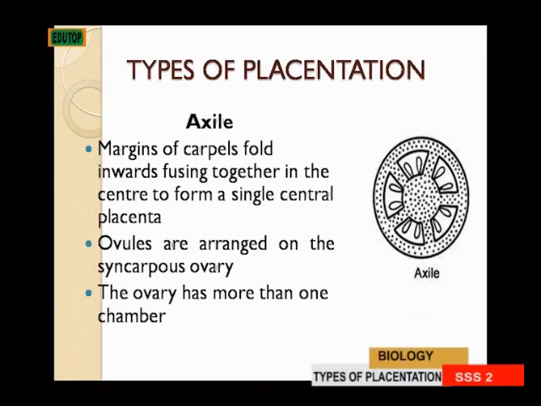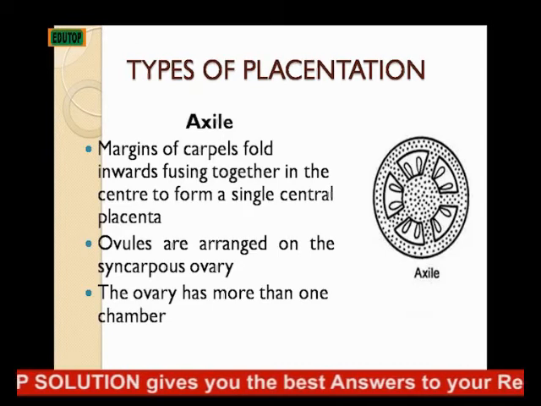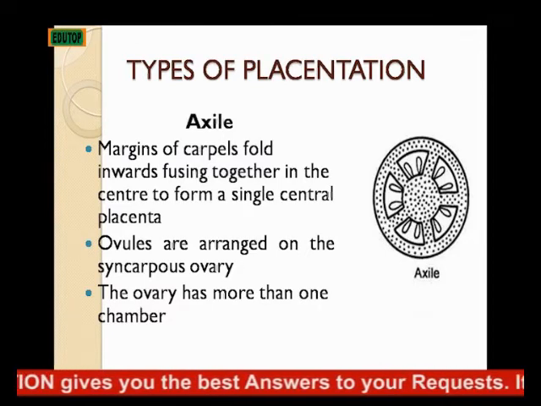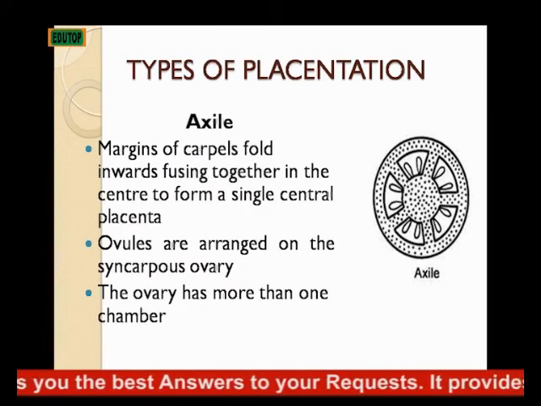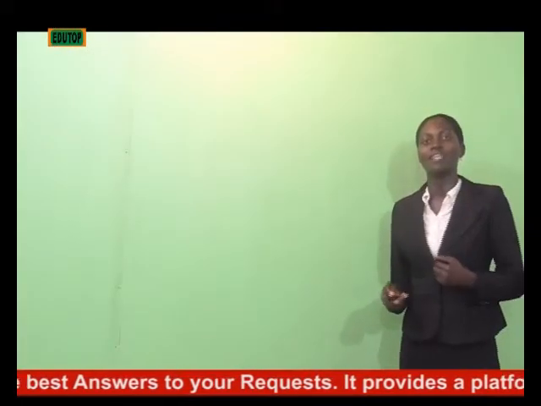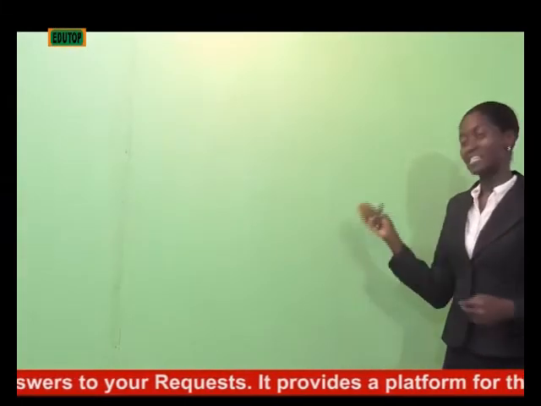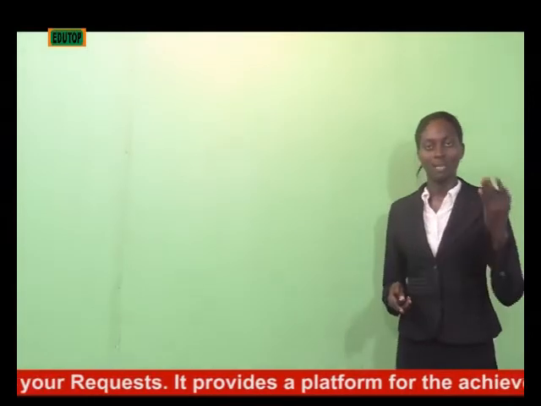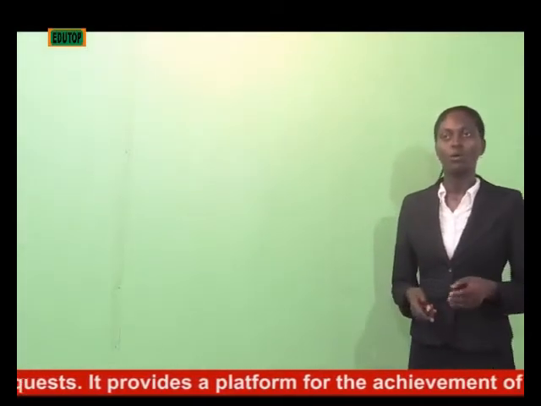And an example you find in tomato. Also you find it in your orange. When you cut orange into two, you can easily get axial placentation. When you just get an orange, cut it into two, you discover that the kind of placentation you have is the axial placentation, as well as you have in your tomato plant.